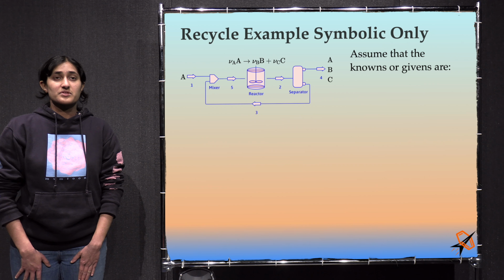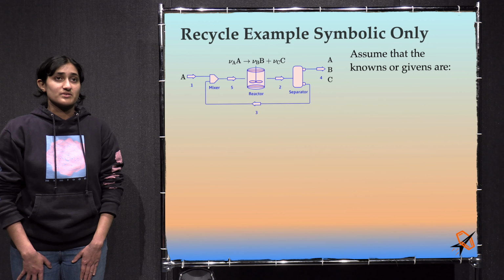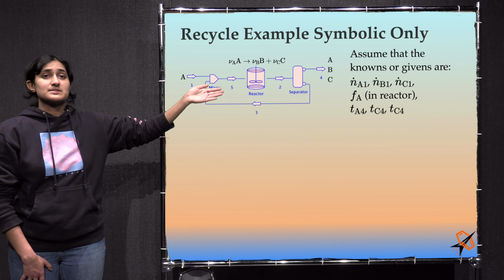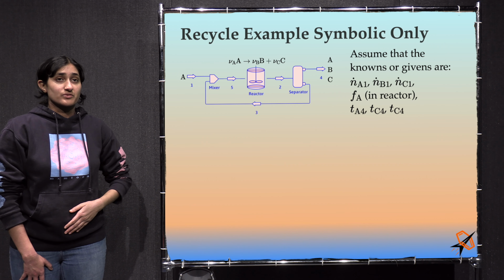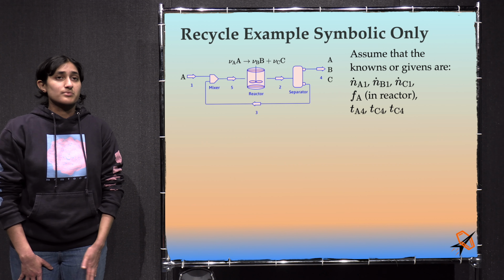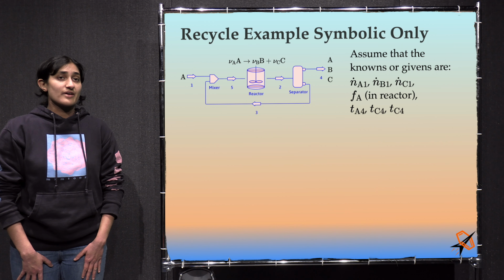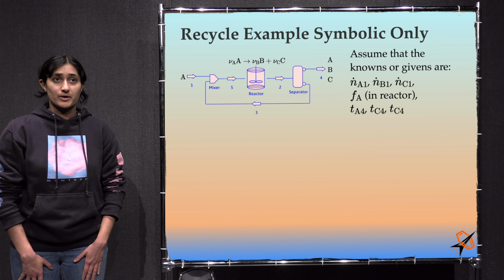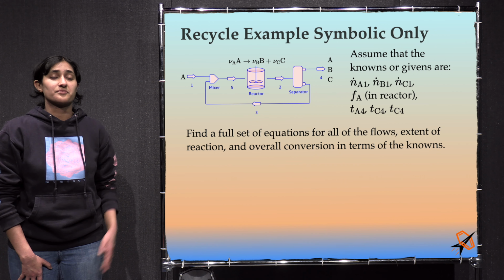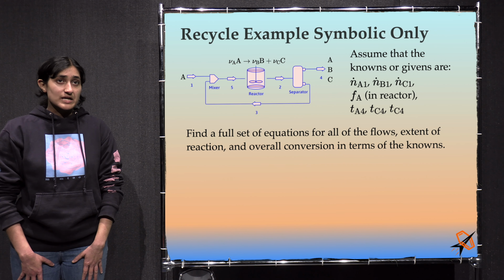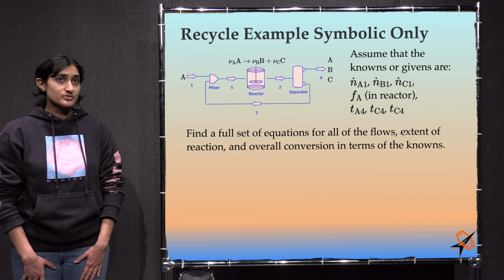In addition, for this example, assume that the knowns or givens are the feed rates of A, B, and C in stream 1, the fractional conversion of A in the reactor, again, probably governed by thermodynamics or chemical kinetics, and split fractions of A, B, and C with respect to stream 4. Our goal is to solve for all of the flows, the extent of reaction, and the overall conversion in terms of the knowns or givens.